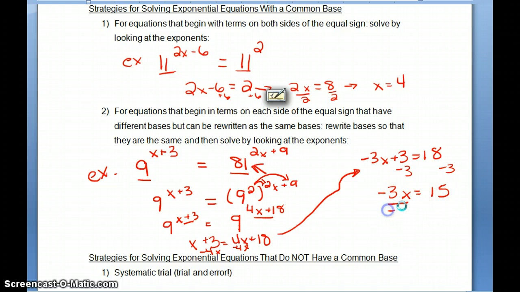Then we're going to divide each side by negative 3. We want to get x by itself. And we have that x is equal to negative 5. Okay? So if you put that back in there, you should find that your left side and your right side should be equal.